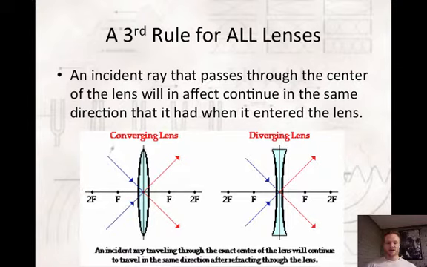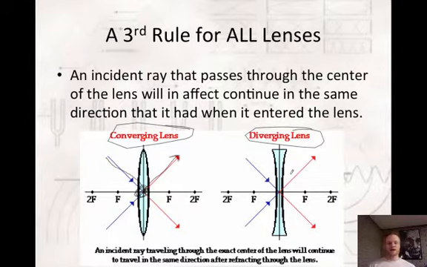Okay, so here you can see an incident ray traveling, and it goes right through the center of the lens right there, and then it just keeps on going its merry way. Same with this one here. The incident ray goes through the center of the lens and keeps on going. And this works for a converging lens, and it also works for a diverging lens. So that rule is common between the two lenses.